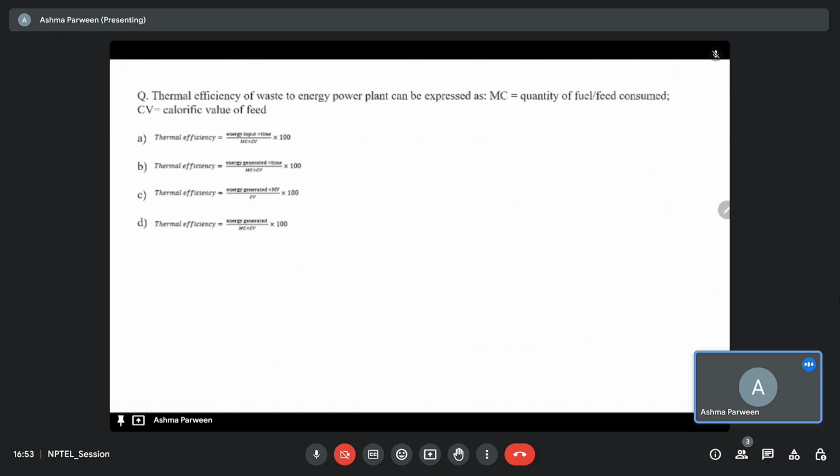So the question is, the thermal efficiency of waste to energy power plant can be expressed as, so we have to find out the thermal efficiency formula. So four options are given. So we have to find out which is the correct formula for the thermal efficiency of waste to energy power plant. So again, I will give you all 2 minutes. Just take your time and write the correct option in the chat box.